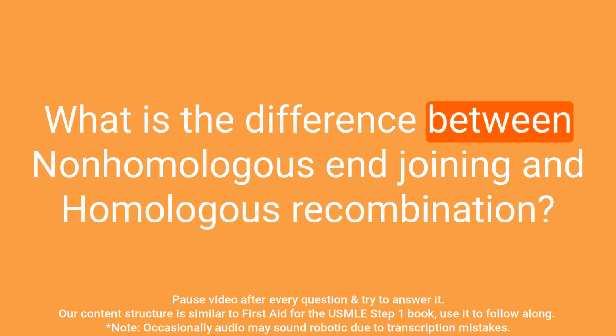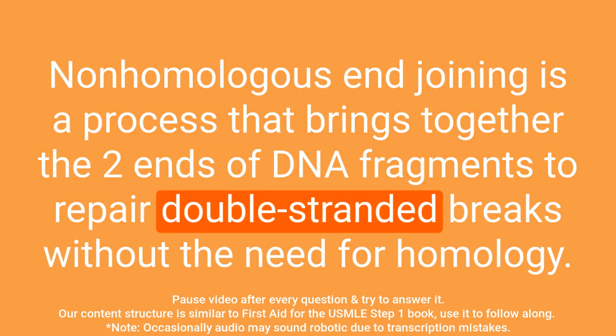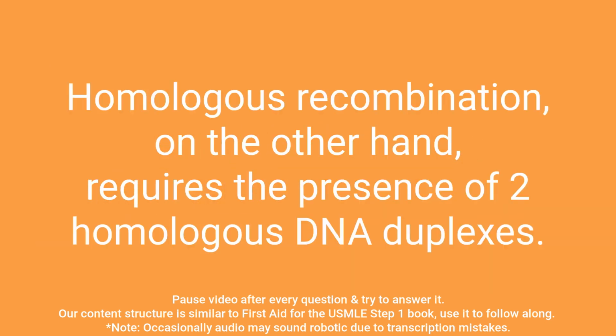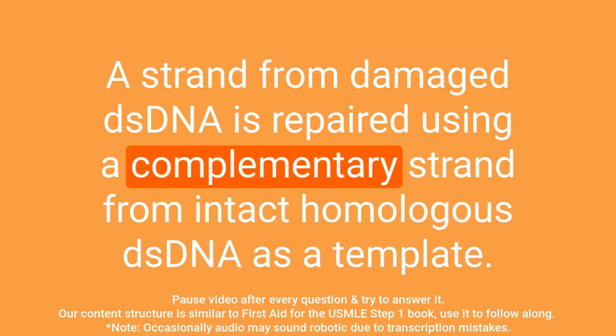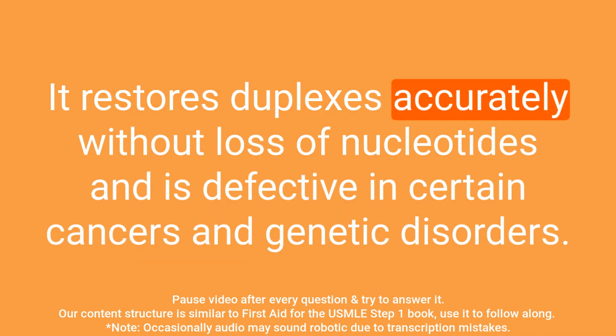Question: What is the difference between non-homologous end joining and homologous recombination? Answer: Non-homologous end joining is a process that brings together the two ends of DNA fragments to repair double-stranded breaks without the need for homology. Part of the DNA may be lost or translocated. Homologous recombination, on the other hand, requires the presence of two homologous DNA duplexes. A strand from damaged dsDNA is repaired using a complementary strand from intact homologous dsDNA as a template. It restores duplexes accurately without loss of nucleotides and is defective in certain cancers and genetic disorders.